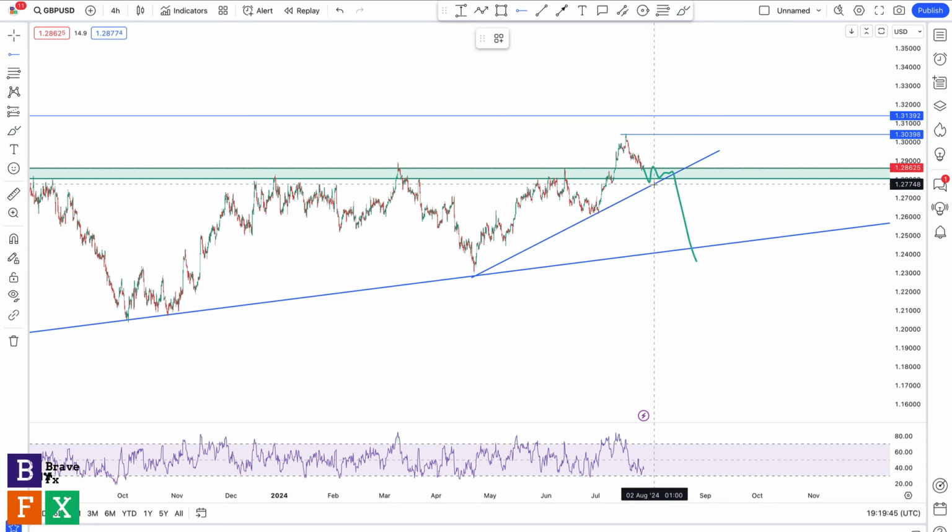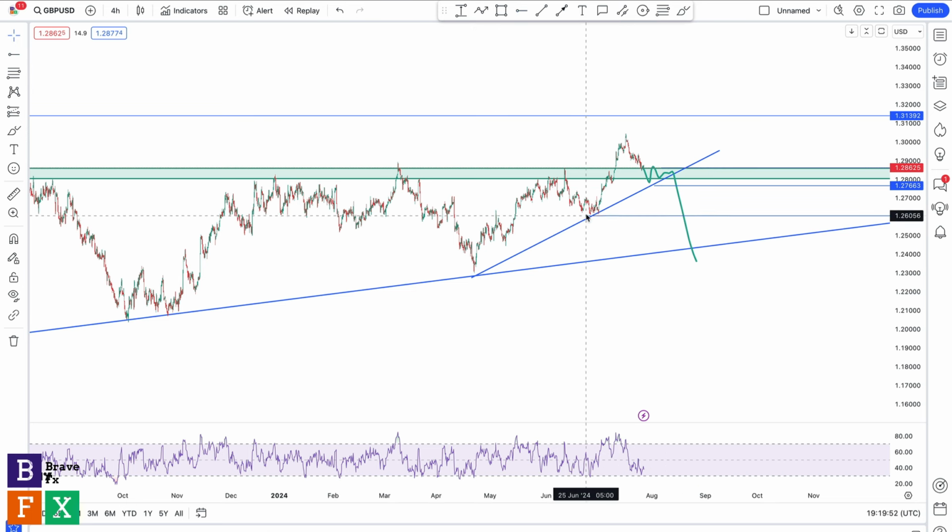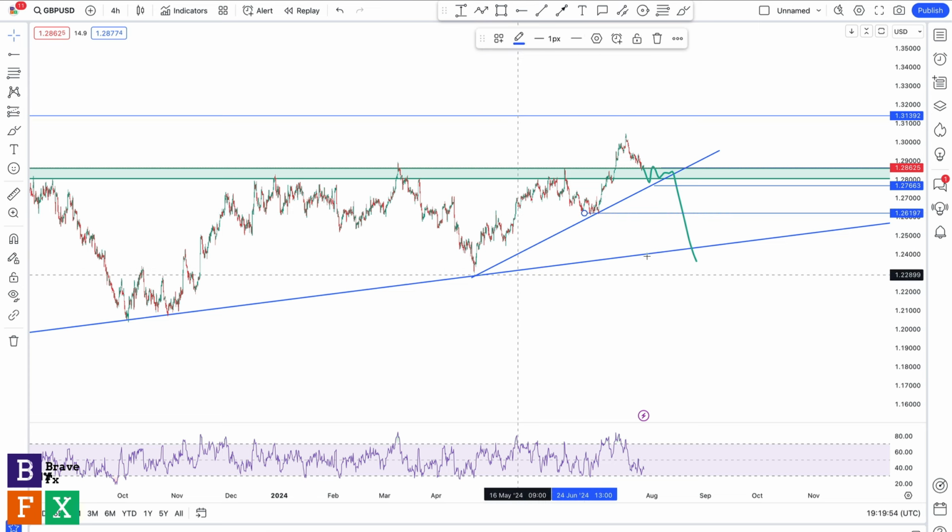So entry is going to be the breakout, stop loss is going to be above the consolidation, at least to the breakout, and take profits. First one here, second one is going to be this trend line. So this is how I'm going to trade GBP-USD for my bullish and my bearish case scenario.